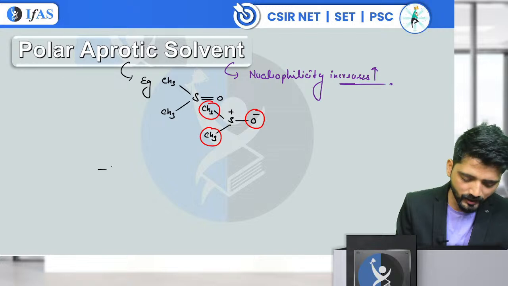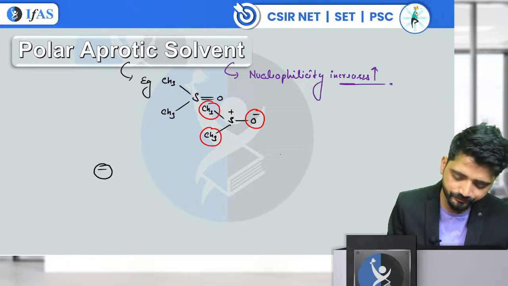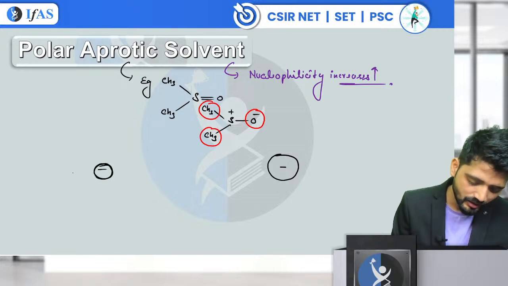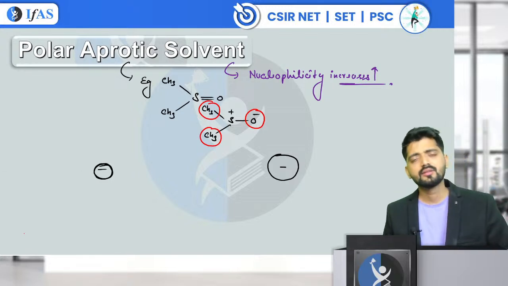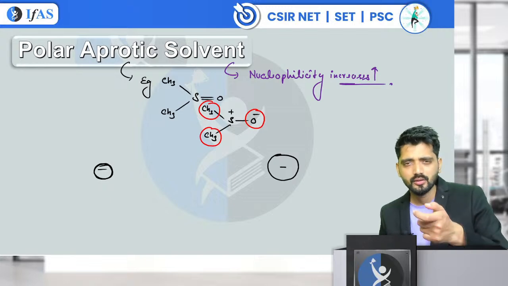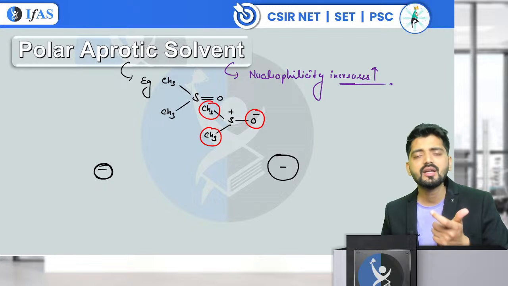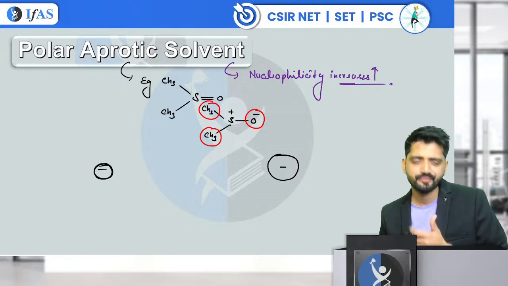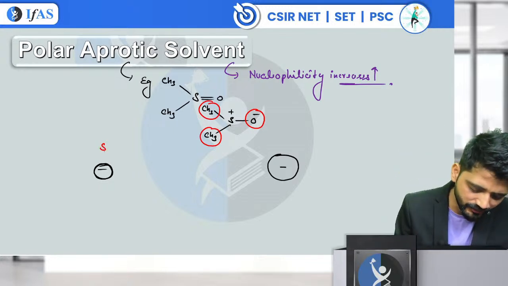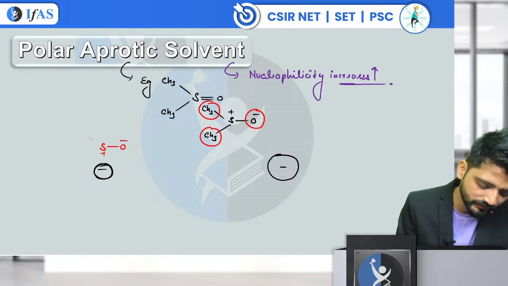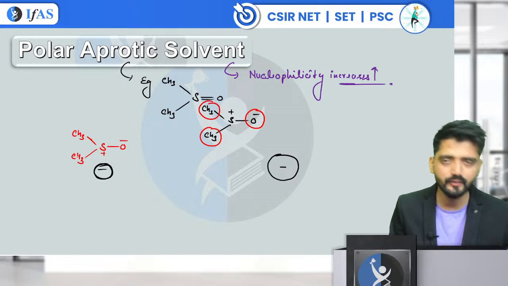I will be choosing two anions, one of smaller size and one of large size. By seeing this anion, the sulfur positive is going to come closer to it in order to do some ion-dipole interactions, or we can say positive-negative interactions, so that it can gain stability. So this sulfur positive is approaching the anion, but along with it, both the CH3 groups and the O minus group are also dragged with the solvent molecule.